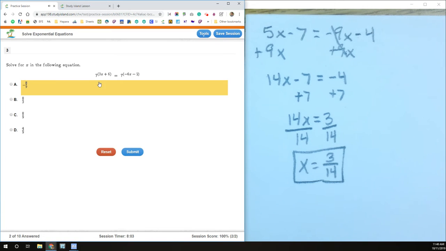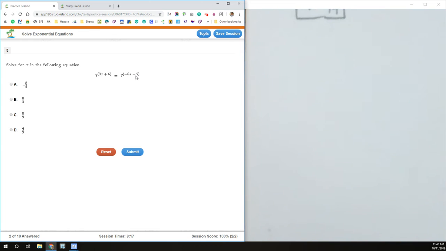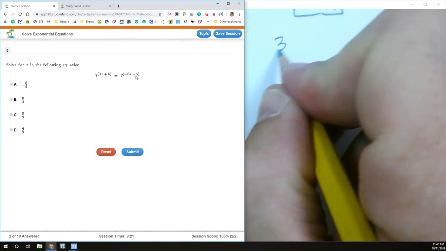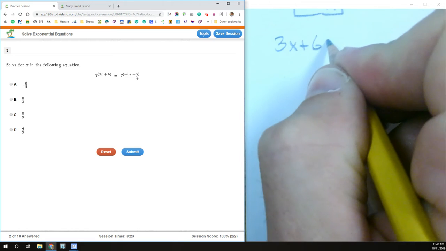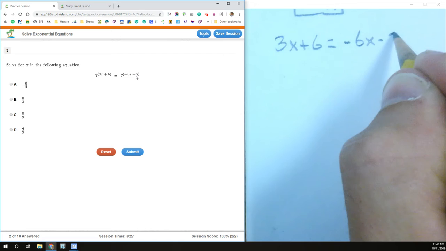Okay, let's try another one. Now, this is just like the last one. 7 to the power of all that stuff equals 7 to the power of all that stuff. So this binomial, 3x plus 6, must be equal to this binomial, negative 6x minus 2. So I'll just write another equation that says what that says. 3x plus 6 must be equal to negative 6x minus 2.